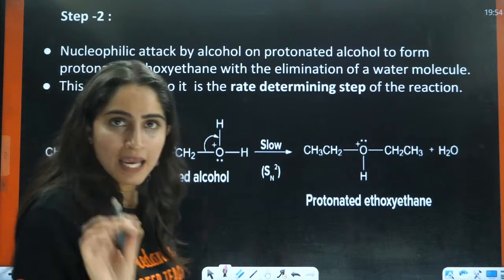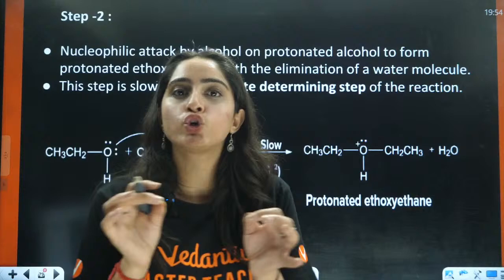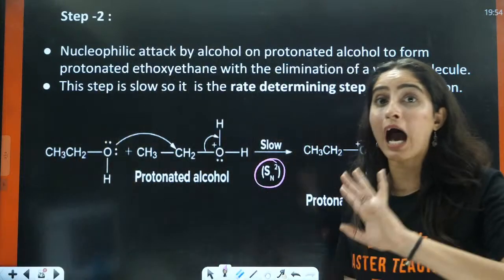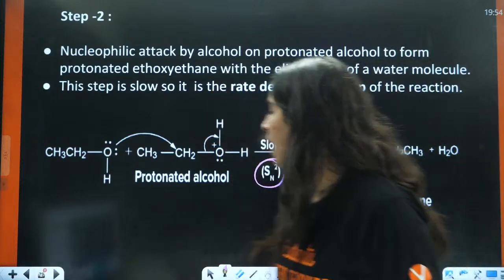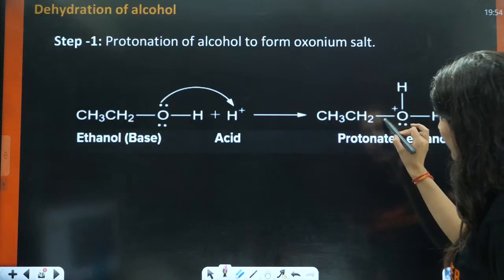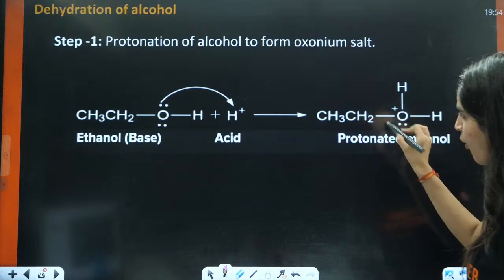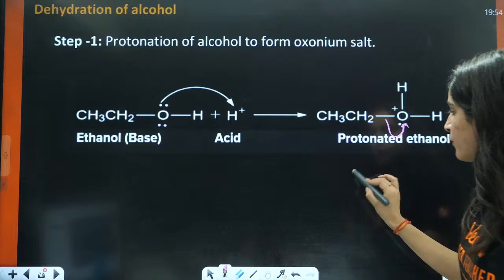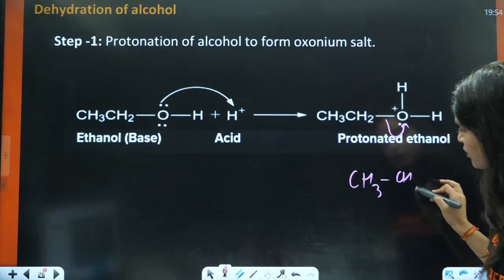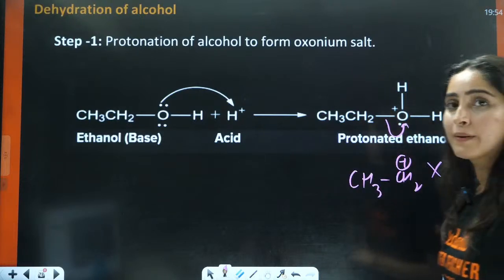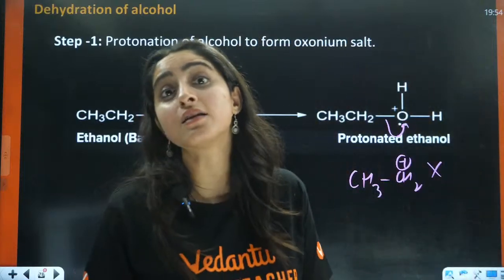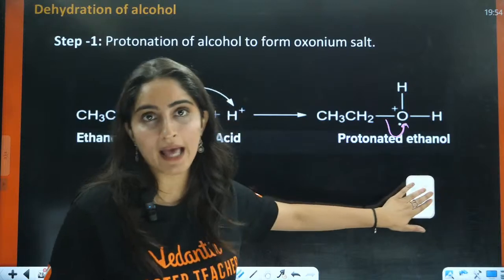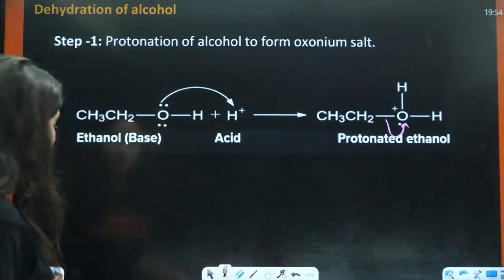Now, if I am saying that it is an SN2 mechanism, in SN2 mechanism there is no carbocation formation. So, I can't say that this bond will break and the electrons will be given to this oxygen and you will have the formation of CH3CH2 positive. No, because carbocation formation is an SN1 mechanism. We are talking about SN2 mechanism. That is, a transition state is formed here.